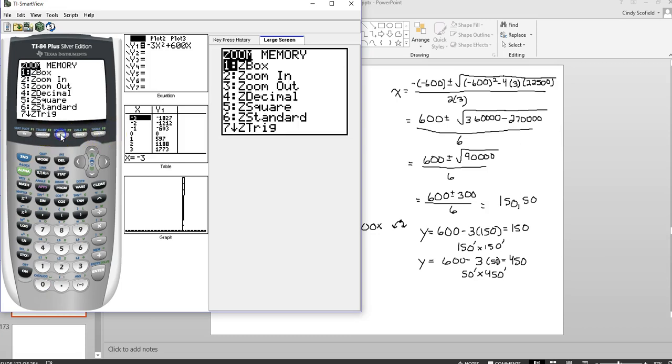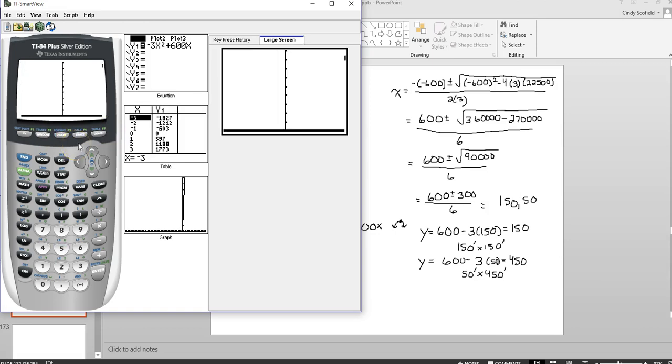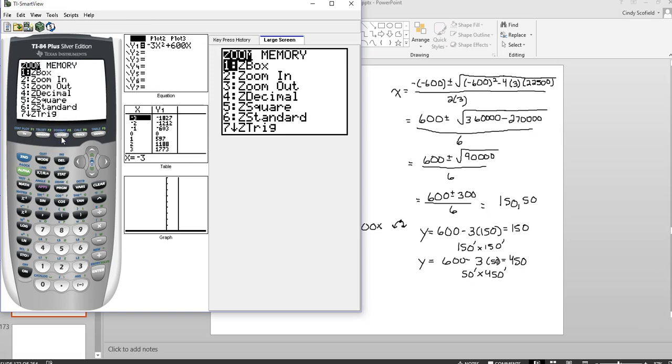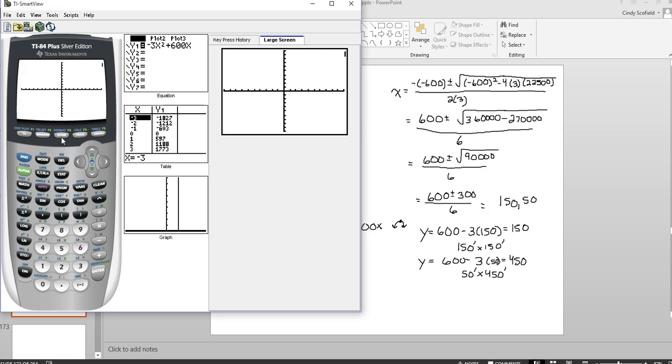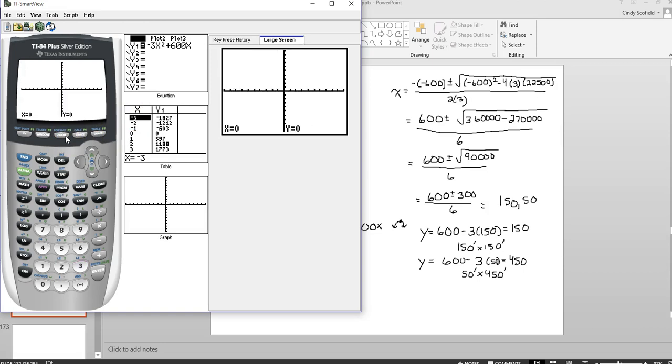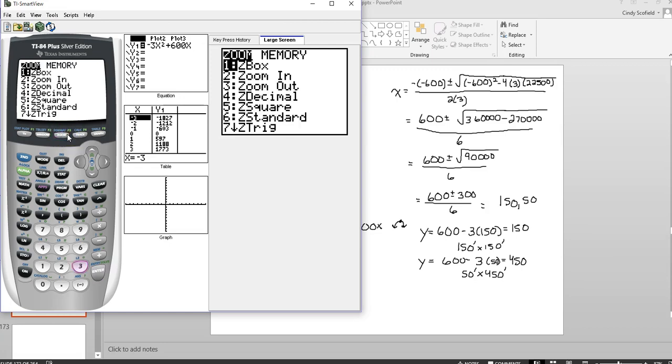Let's do z squared, which will square it up for us. No, let's do z standard. Sorry. Let's see here. Zoom. Let's do z standard. That'll put it at negative 10 to 10, negative 10 to 10. I know I'm not going to see it very well, but then when I zoom out, it'll be a little better. And then zoom out.